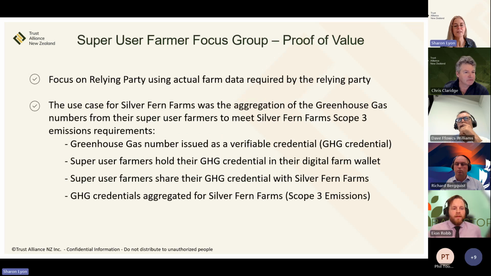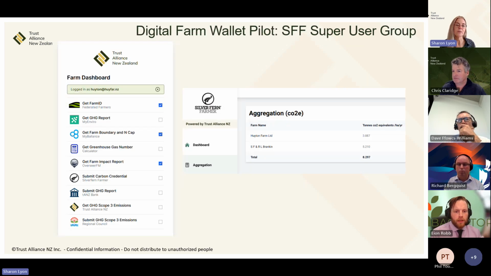And then, as I say, just to round this off, we did then go to a super user focus group with Silver Fern Farms, where we had actual data. The other ones were test data. And then we just did this, and I know this makes Chris mad, because this is not how you do greenhouse gas or emissions, but this is just to show that from a relying party point of view, once you've got your farmers or your customer, your suppliers feeding you information from verifiable credentials, you can ingest it and do something with it, and there are lots of different use cases. That was just to prove that point.